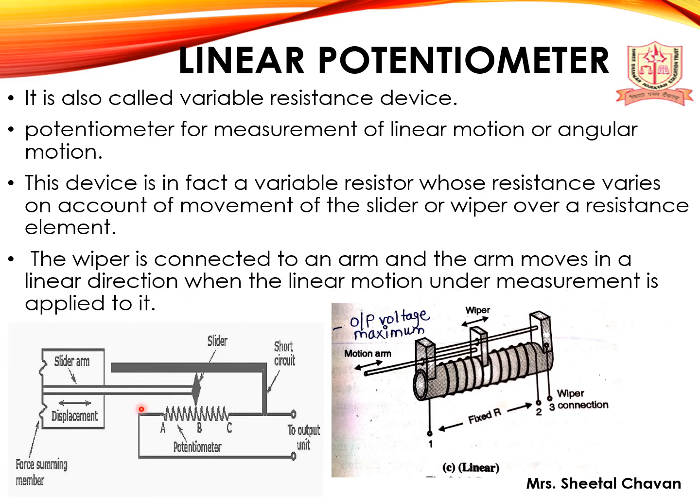So this is the diagram of a linear potentiometer. Here is the sliding arm, here the displacement is taking place. This is the force member. Now this is the slider. This is the potentiometer, and here as the distance is changed, the resistance is changed. So this is the 3D diagram of a linear potentiometer.